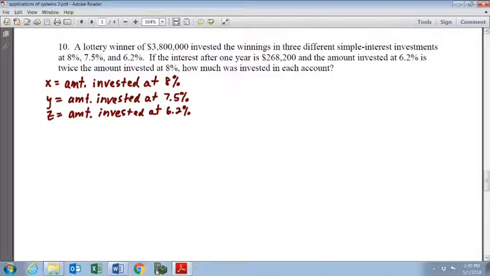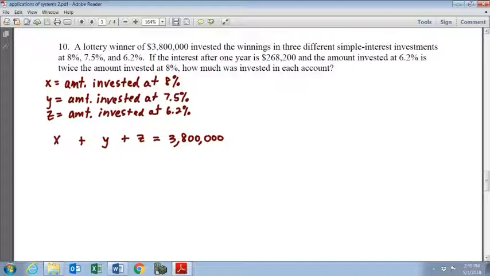All right, so let's see. If $3,800,000 was the total invested, and X, Y, and Z are the amount invested in each account, then those 3 numbers should add up to $3,800,000. That's the total that was invested. Some at 8%, some at 7.5%, and some at 6.2%. We don't know how much is in each, but we know the total is $3,800,000.